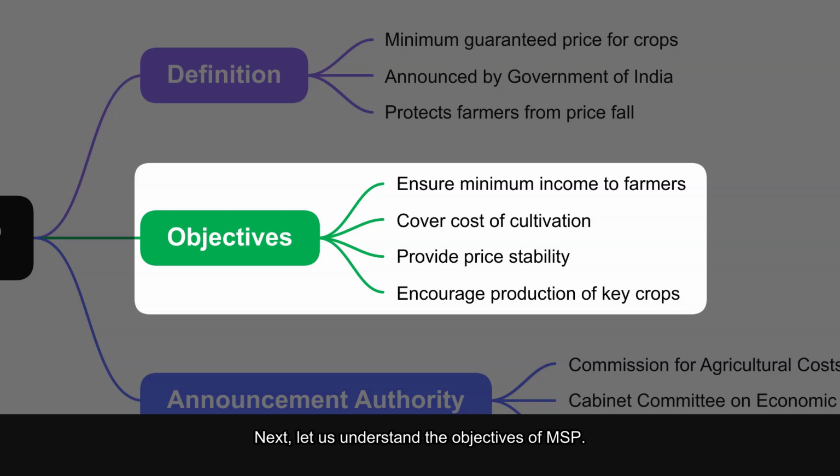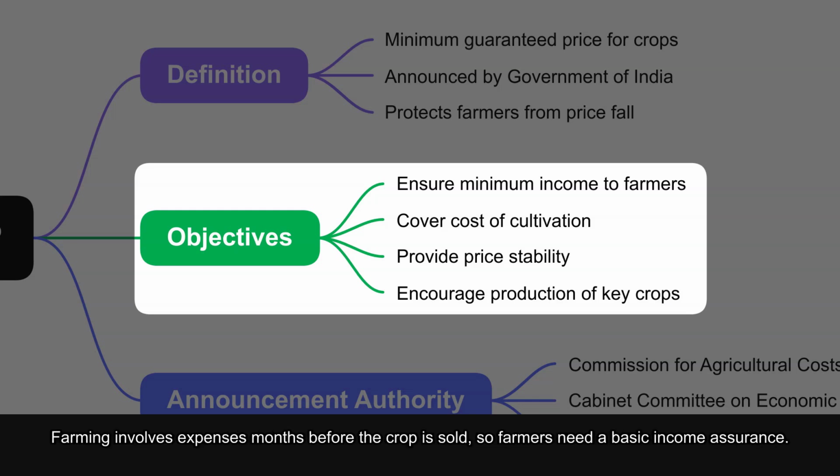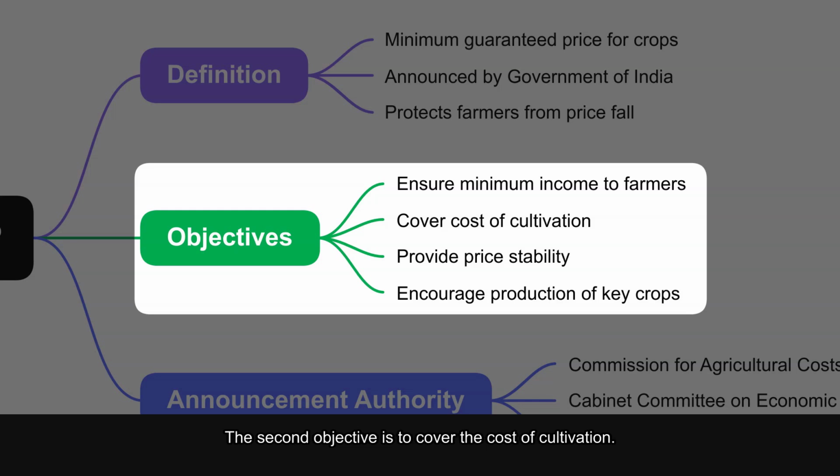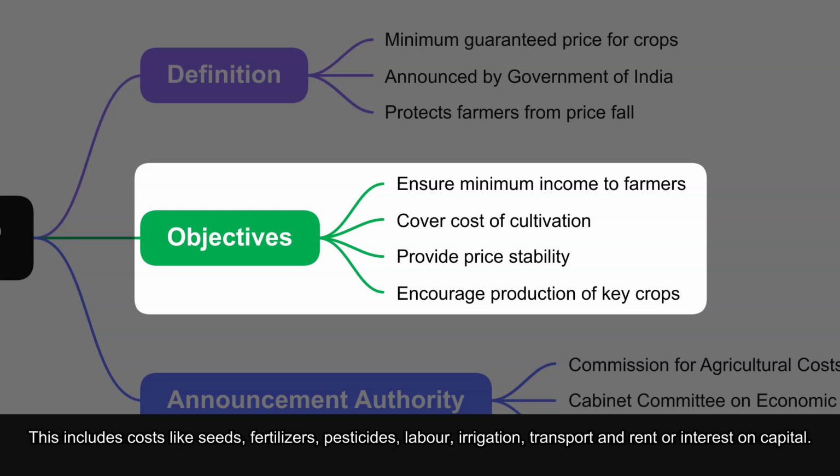Next, let us understand the objectives of MSP. One objective is to ensure a minimum income to farmers. Farming involves expenses months before the crop is sold, so farmers need a basic income assurance. The second objective is to cover the cost of cultivation. This includes costs like seeds, fertilizers, pesticides, labor, irrigation, transport, and rent or interest on capital.